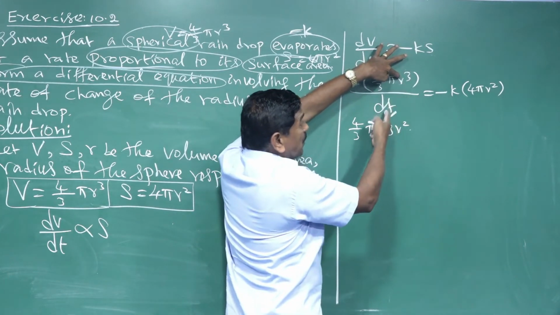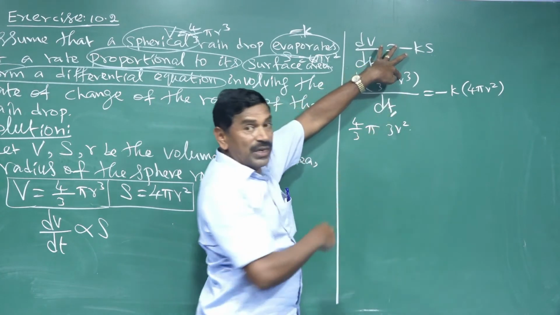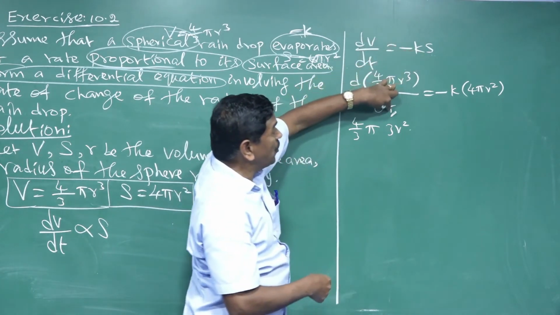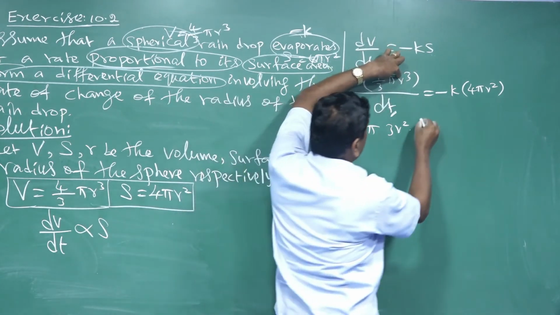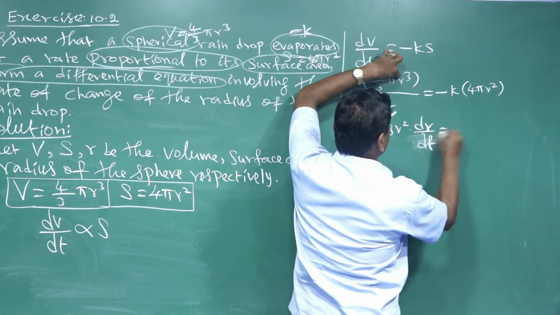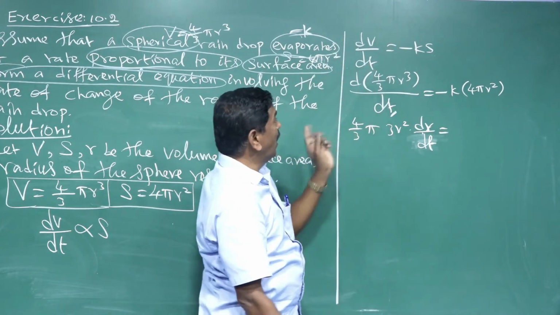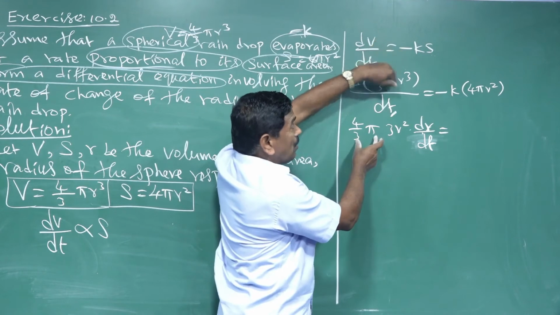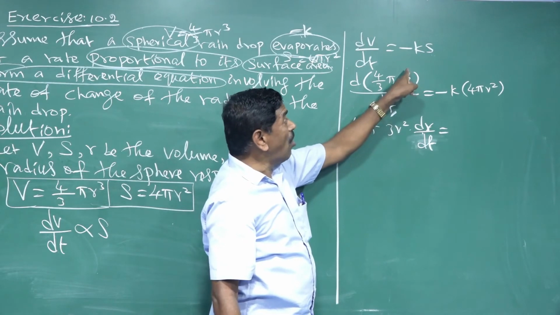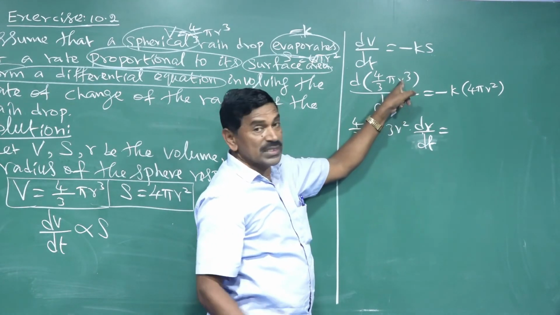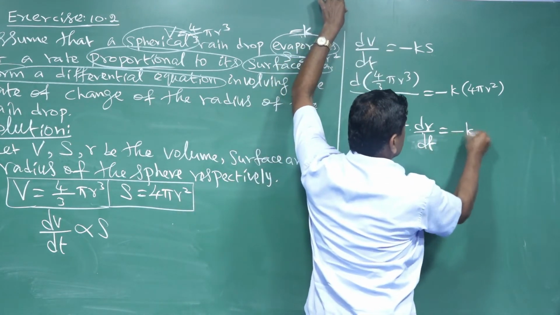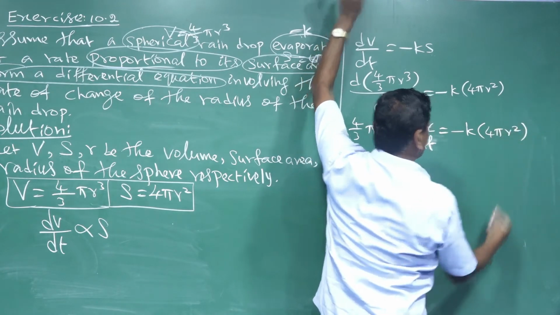The differential of r with respect to t is dr by dt. So into dr by dt, which is equal to, yes, up to this correct. Again, 4 by 3 pi is constant and comes outside, and the differential of r cube with respect to t is given by 3r square, and the differential of r with respect to t is given by dr by dt, which is equal to minus k into 4 pi r square.